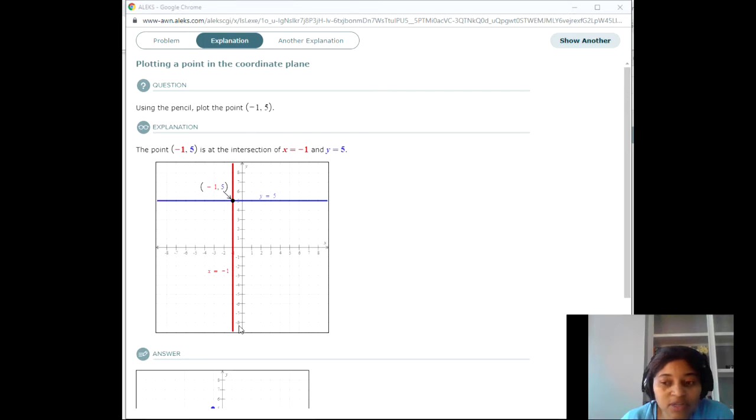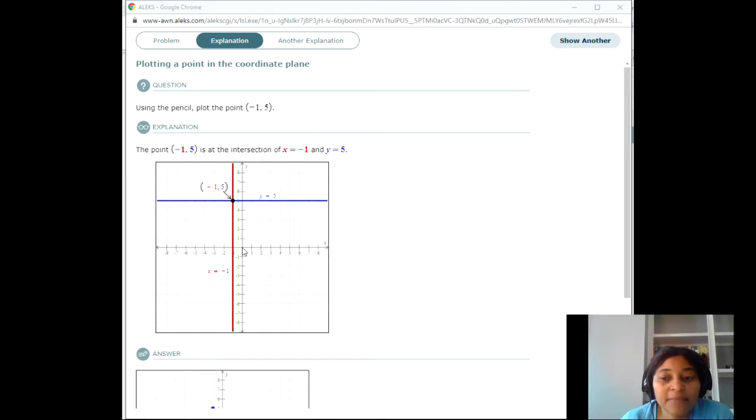Okay, so let's get started. It says using the pencil, plot the point. Here the first number will always represent X and the second number will always represent Y. Right here in the center, where you see my pointer, that is considered to be a 0. It's not written there, but it's 0.